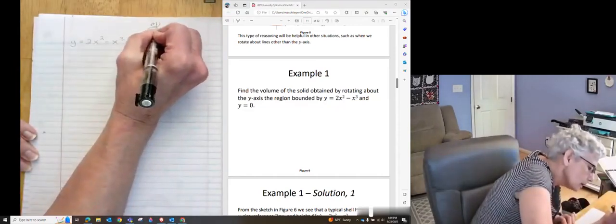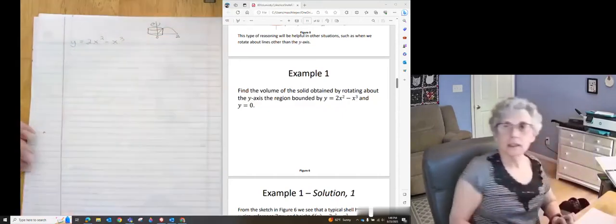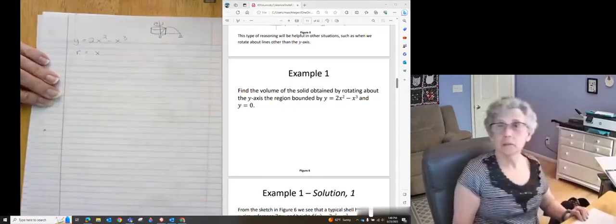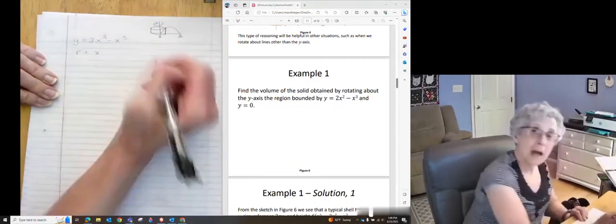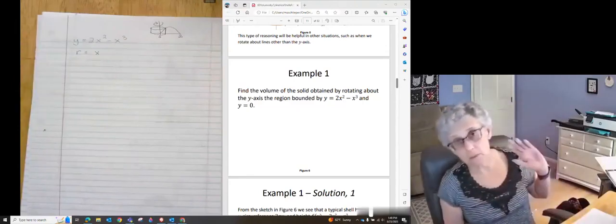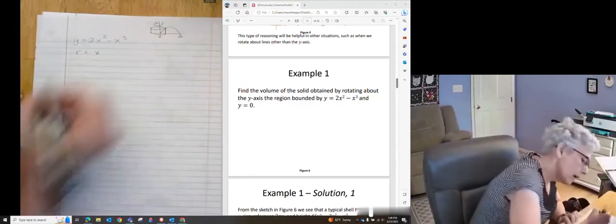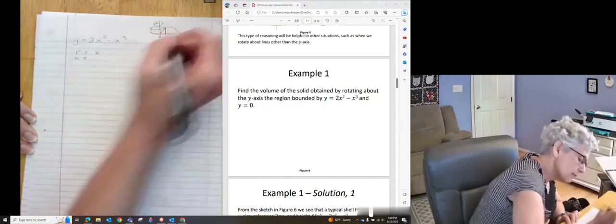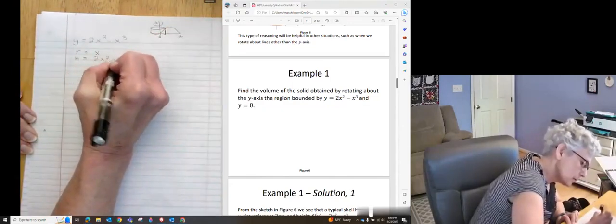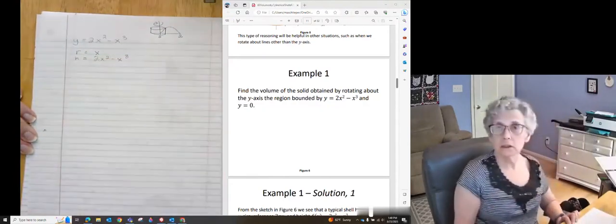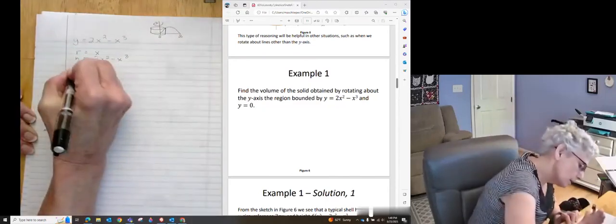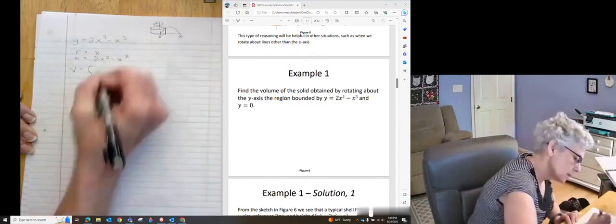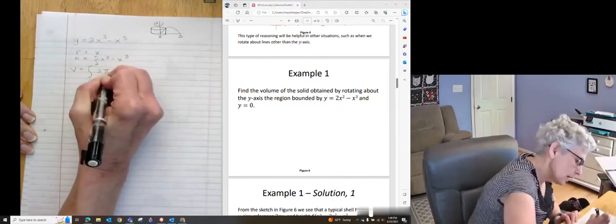I'm going to draw in a cylinder. The radius of that cylinder is going to be x because I'm going about the y-axis. Your radius is always x when you're revolving around the y-axis. And then the height is going to be equal to whatever my function is, which is 2x squared minus x cubed.